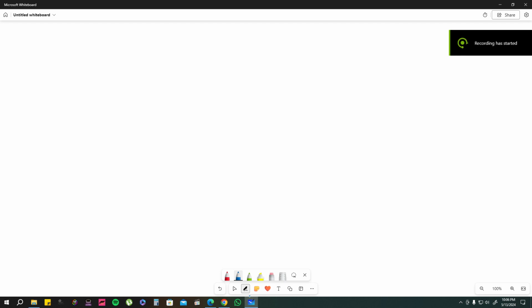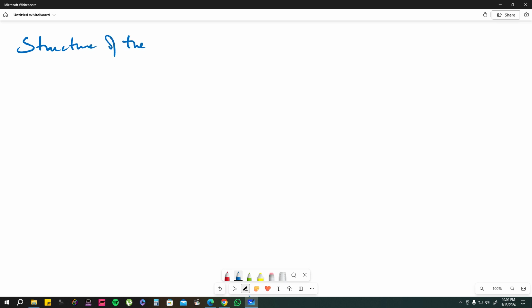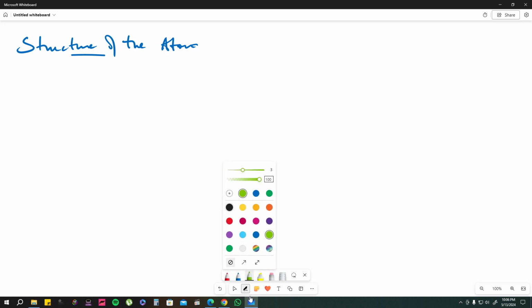Alright, good people, I am back with part 2 of physics of the atom, and here we have to look at the structure, S-T-R-U-C-T-U-R-E, of the atom. So, the atom is made up of subatomic particles. And there are 3 subatomic particles. We have the proton, the neutron, and the electron.